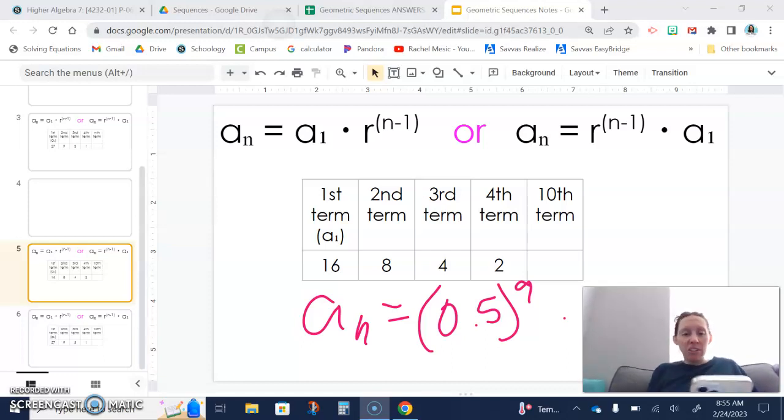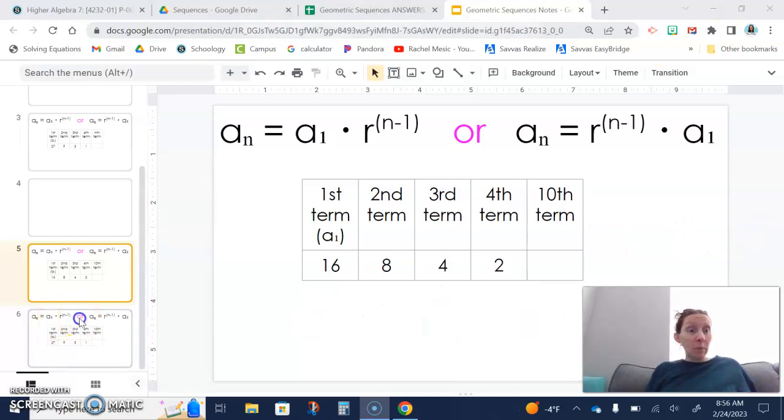Okay, let me just double check what this answer was. So 0.5 to the power of 9 and times 16. So your answer for that one should be 0.03125.